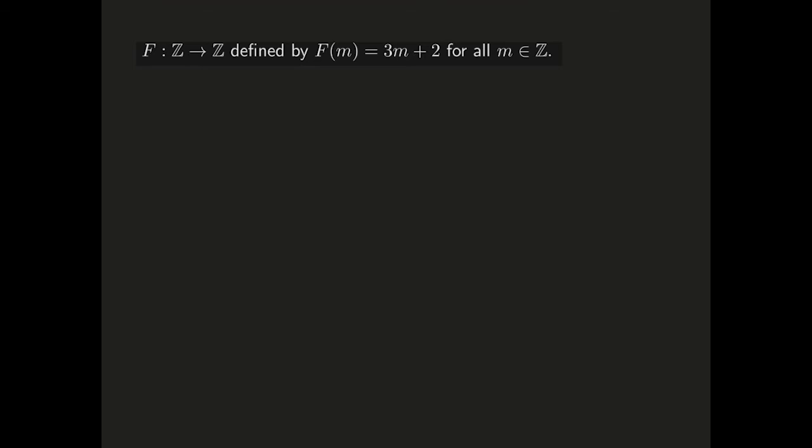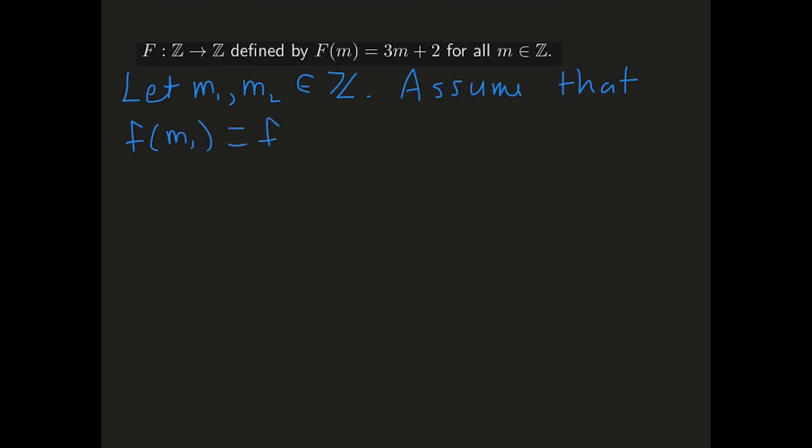So what we do is we take two elements in the domain. I'm going to let m1 and m2 be in Z, and I'm going to assume that their images are equal. That is, I'm going to assume that f of m1 is equal to f of m2.